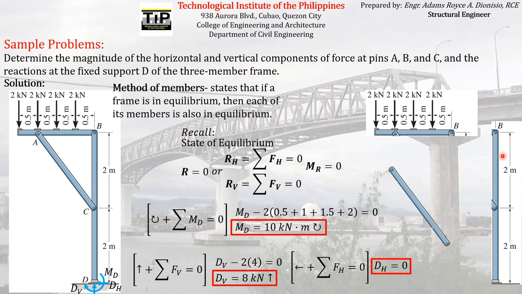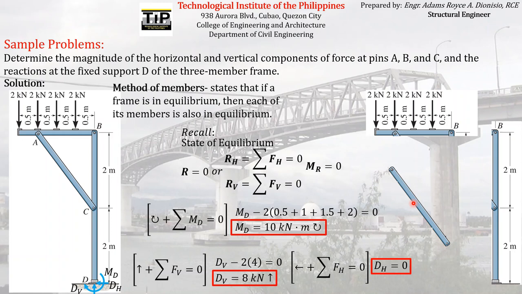Ngayon, this is what I want you to realize. I-check nyo itong member na ito. Di ba ang mga forces na nag-act sa kanya, nasaan lang? Nandito lang yung horizontal, vertical force na ina-apply nitong member na ito sa kanya. Tsaka dito sa point na to, yung horizontal vertical force na ina-apply naman ng member na to sa kanya. So, ibig sabihin lang nito, itong member na to, may force na nag-act sa kanya in just two points.